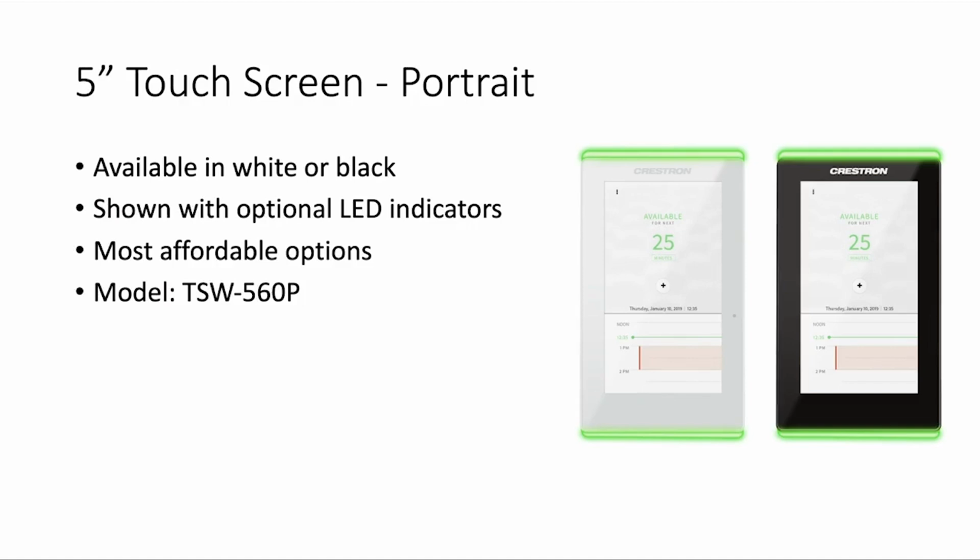So with that, we've got that 5-inch available in portrait. It comes in white or black. We're showing it here with the optional LED indicators, which we'll get to shortly. This is our most affordable option, being the smallest screen. It's coming in that portrait mode, which is predefined and built out to only show portrait.